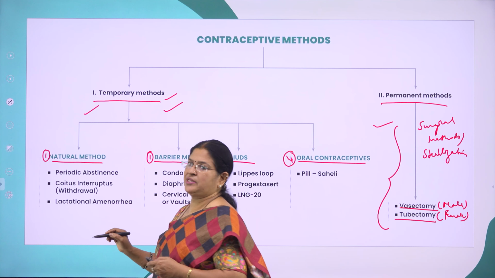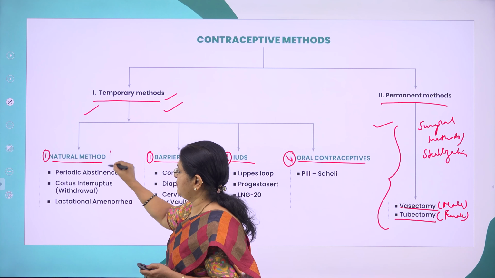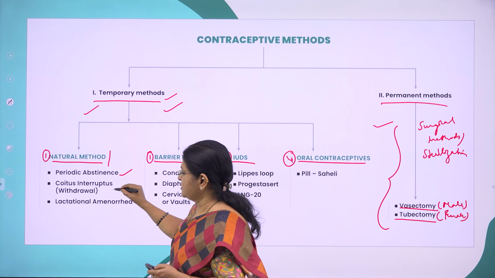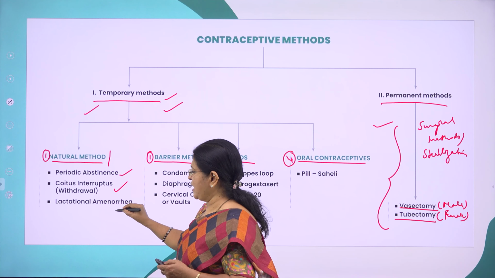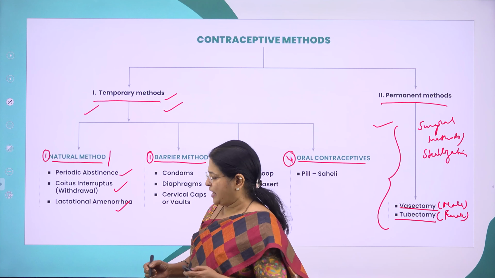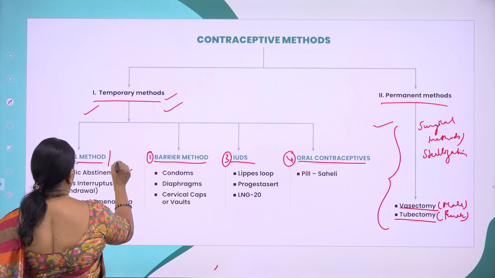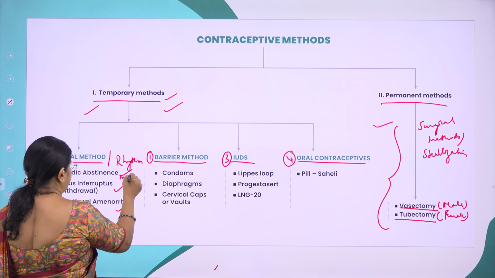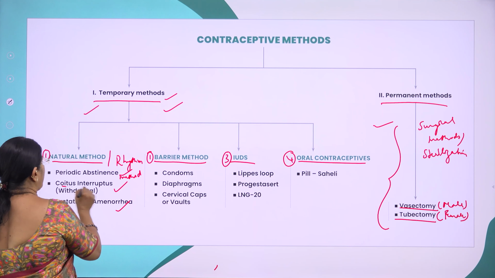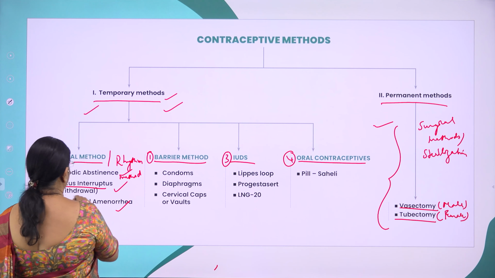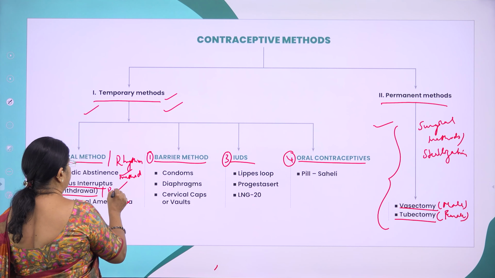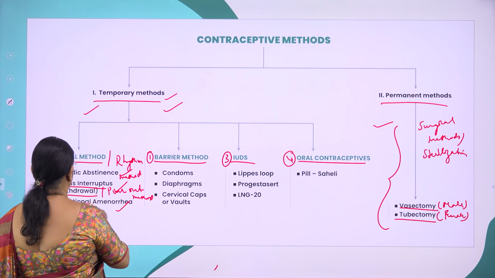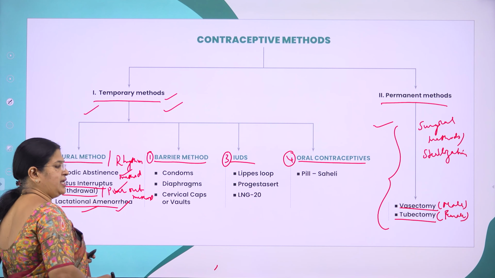So, the natural method is also called the physiological method, which includes what? Periodic abstinence, coitus interruptus, lactational amenorrhea. Periodic abstinence is also called the rhythm method, and coitus interruptus is also called the withdrawal method or pull-out method. And the last one is called lactational amenorrhea.